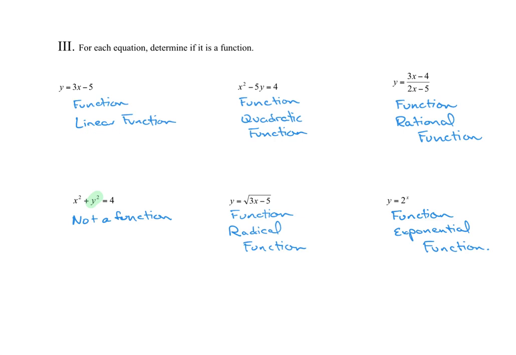Now, this class is based mostly, we're going to be talking about functions. So you will probably see things that are not functions later on in your studies. But basically, everything that we're going to look at this semester does fall under the category of function.